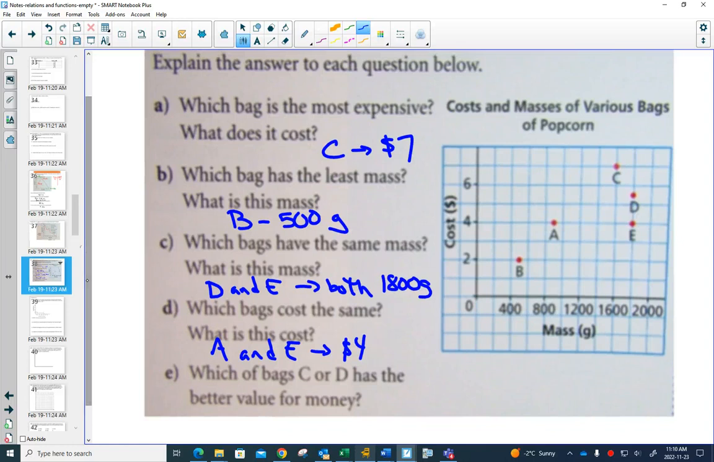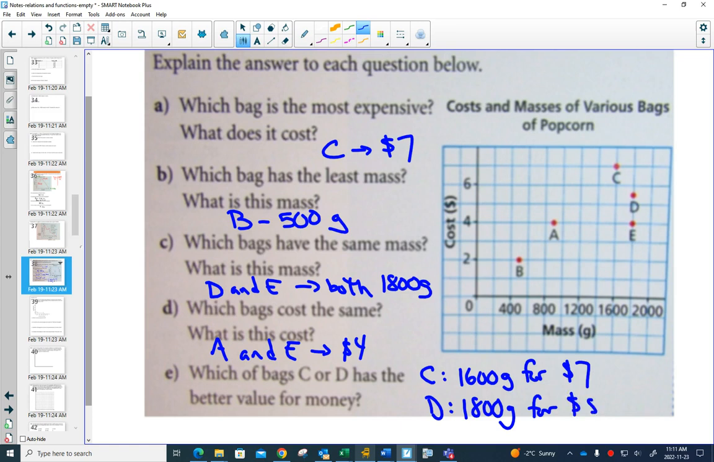Which of the bags, C or D, is a better value for your money? If we look at C, you get 1,600 grams for $7, and if you look at D, you get 1,800 grams for $5.50. Obviously, this is an easier one to figure out.